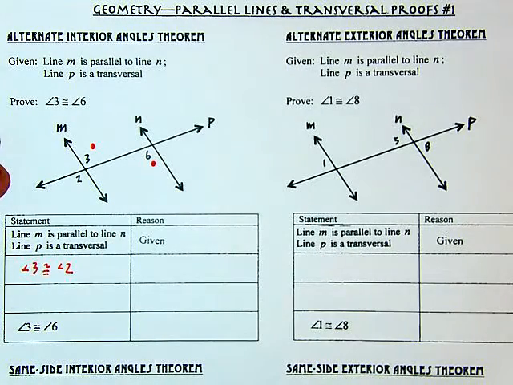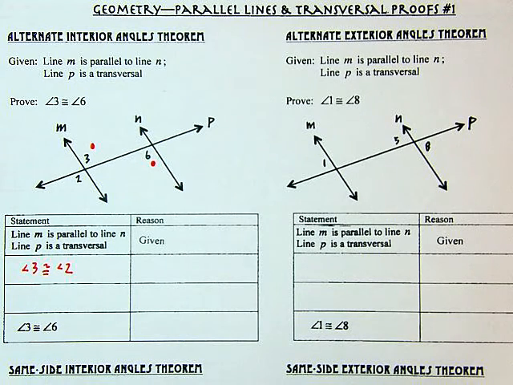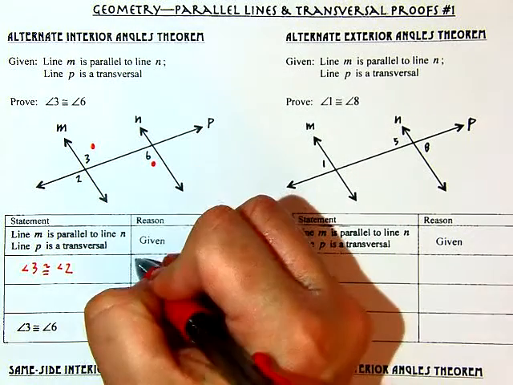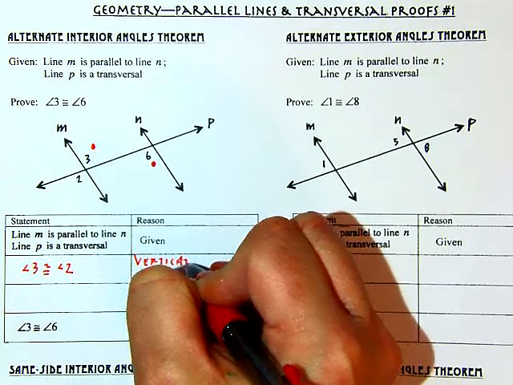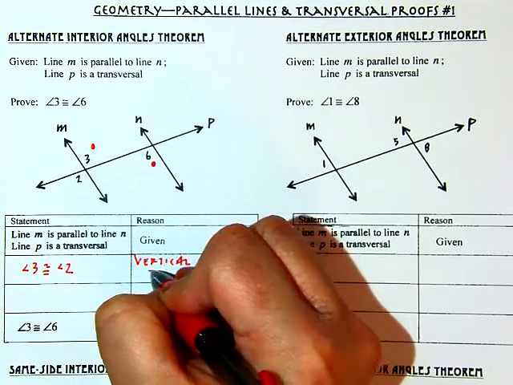I know that they're vertical angles. Vertical angles are congruent. I have proven it already. So since I've already proven it, I can now use it in my new batch of proofs. So I would write this as the vertical angles theorem.